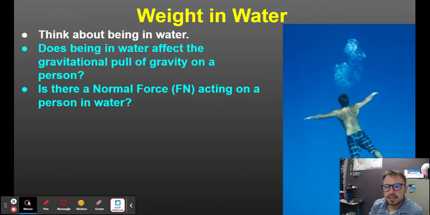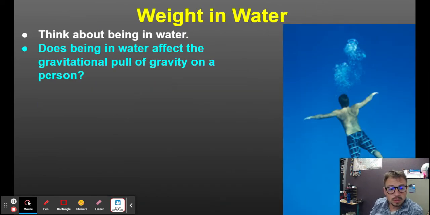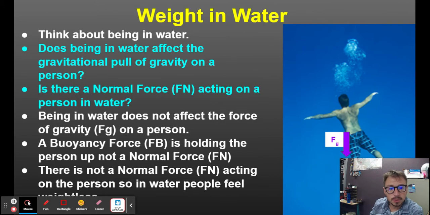So does being in water affect the gravitational pull? No, when you're in water, you still have a gravitational pull on you, but you don't have that normal force. That normal force is what causes you to feel that weight, right? But there is a buoyancy force that is holding you up, and you don't necessarily feel that buoyancy force. So you have a net force of zero, but you feel weightless when you're in water. You don't feel that weight, right?